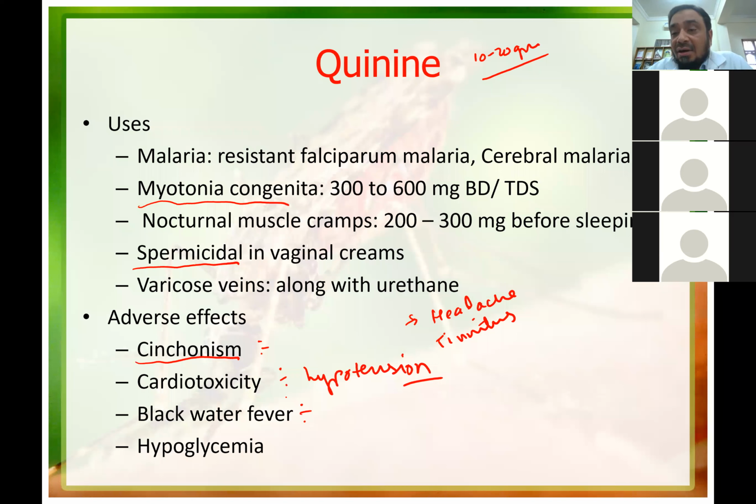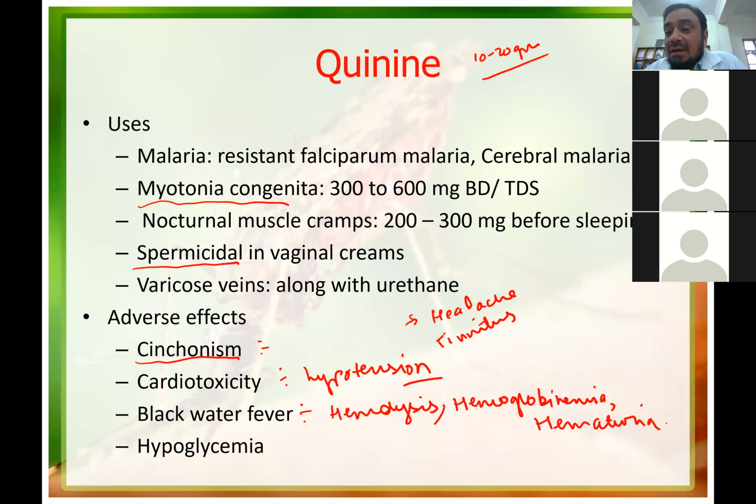Then black water fever. Black water fever is a complication of severe falciparum malaria, where there is a triad of hemolysis, because of which there is hemoglobinemia and hematuria. Because of this hematuria, the color of urine is black, and that is why it is known as black water fever. So black water fever can occur when we are giving quinine.